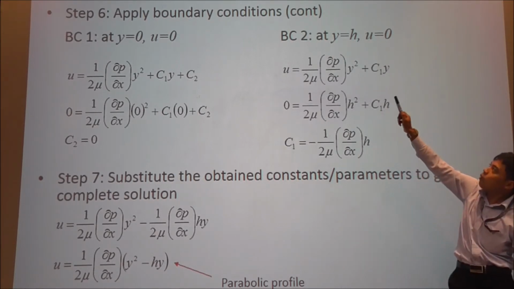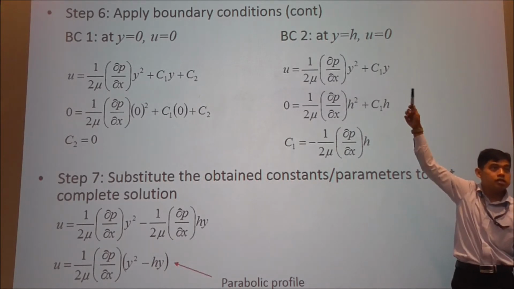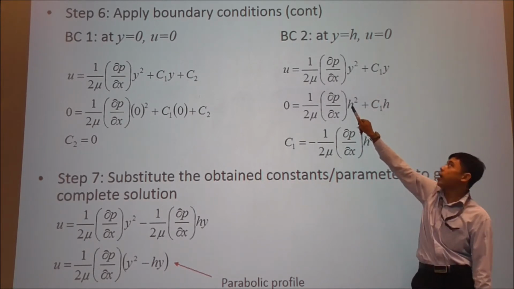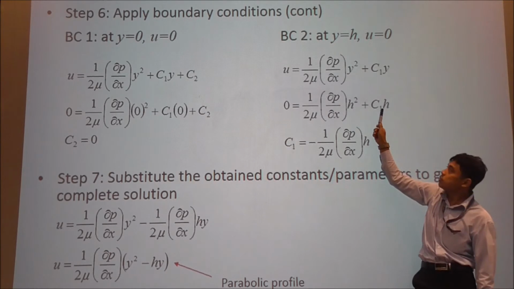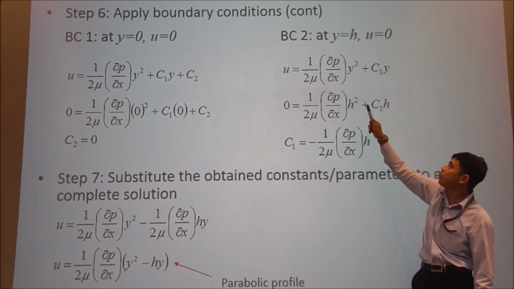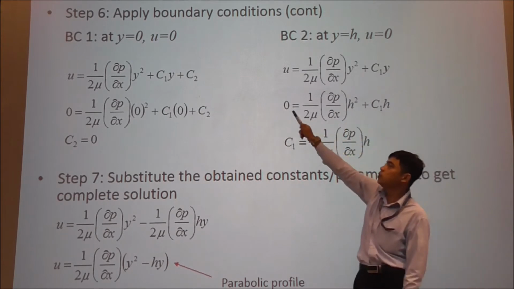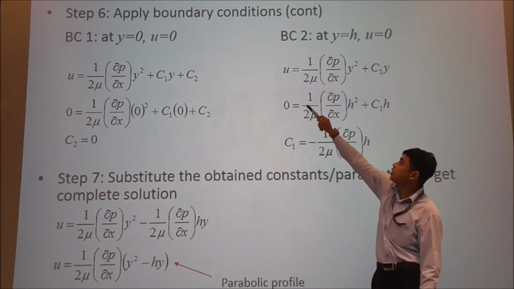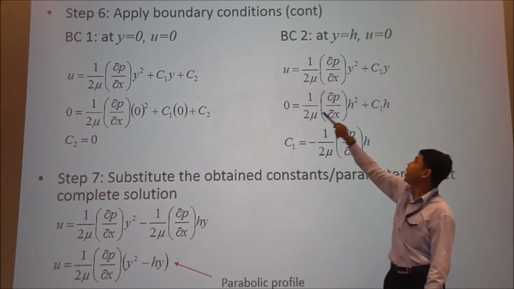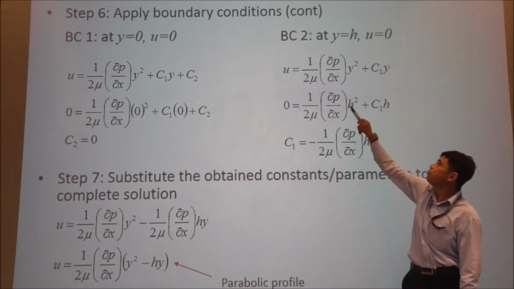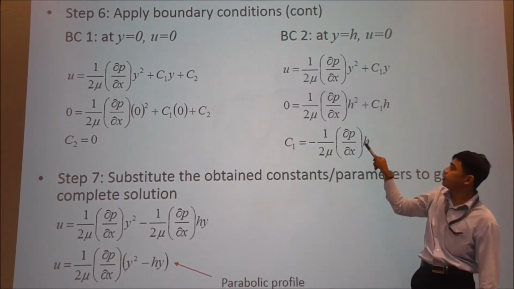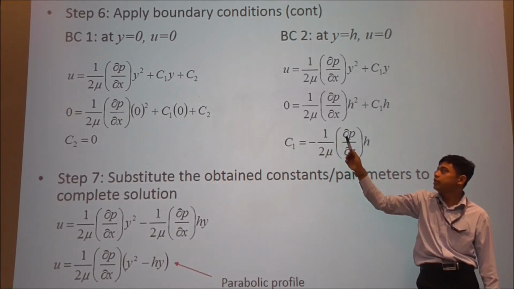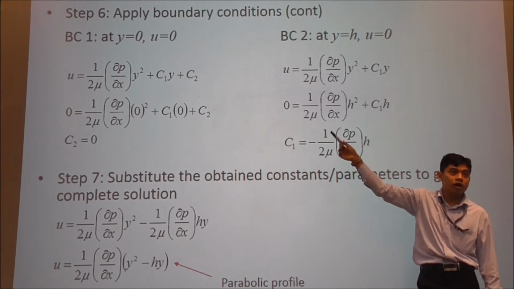Now, you put at y equal to h, u is also 0. So you put u equal to 0, y squared becomes h squared, y becomes h. So this h squared plus c1h is equal to 0. By moving it over, you get minus, then h, so you divide this with h, okay? So you end up having minus 1 over 2 mu dp dx h. This one is your c1.